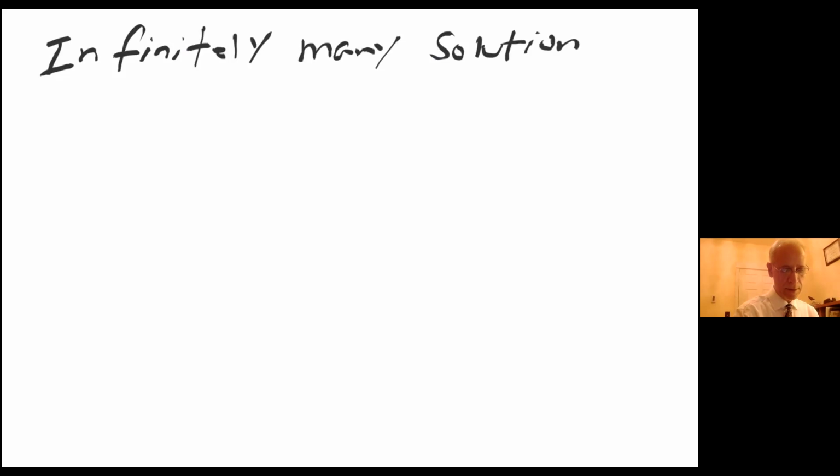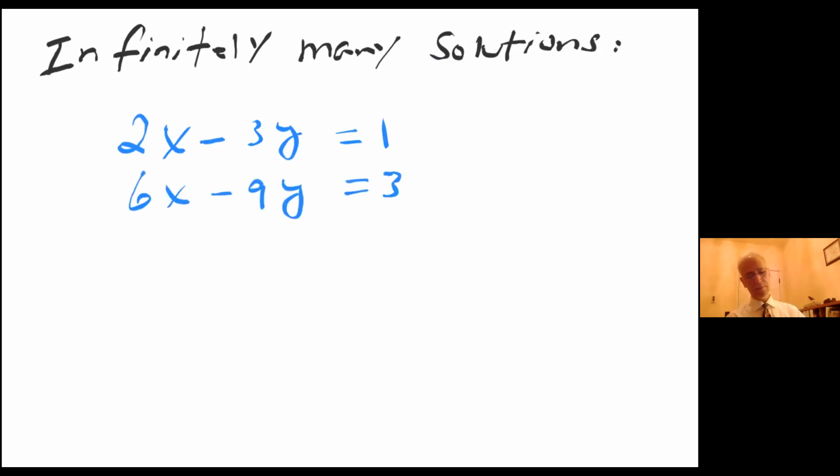Suppose I have 2x minus 3y equals 1, and 6x minus 9y equals 3. So before even doing any work, I can see that if I multiply the first one by 3, I get the second one. So we're talking about the same line.